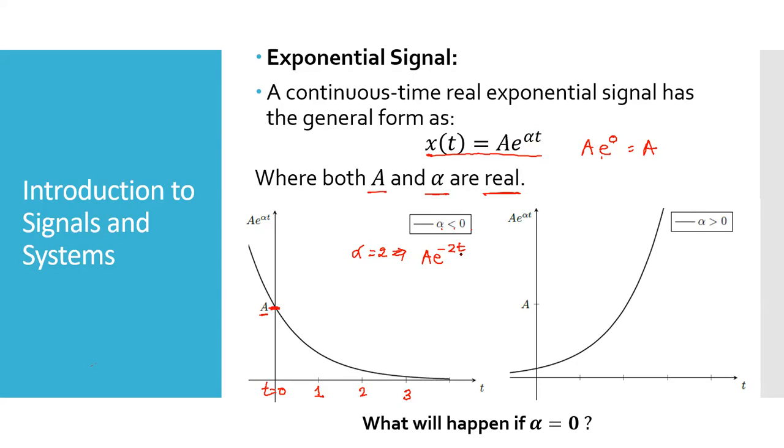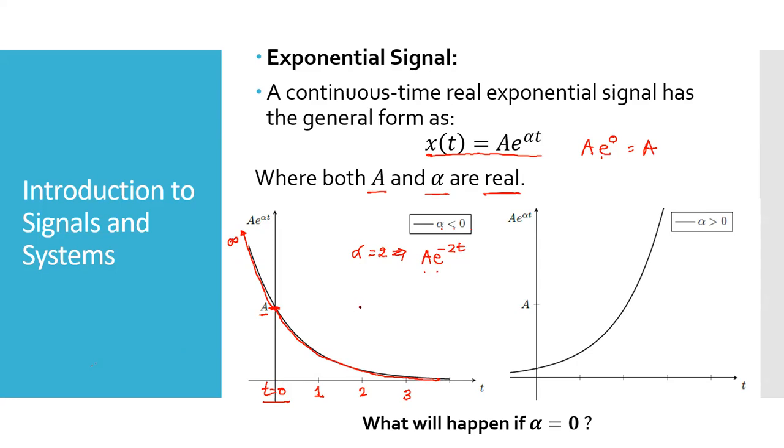A e raised to minus 2t. If I have to draw a e raised to minus 2t, for t greater than 0, obviously it will decay in this manner. But one thing which we have not observed so far, because we are always starting at t equal to 0, is that the same curve will continue in the negative direction and it will go up to infinity.